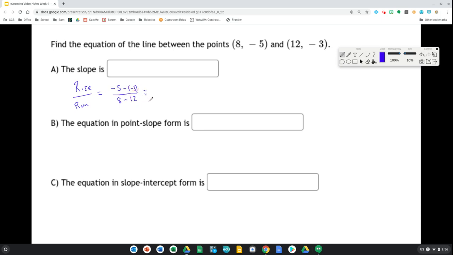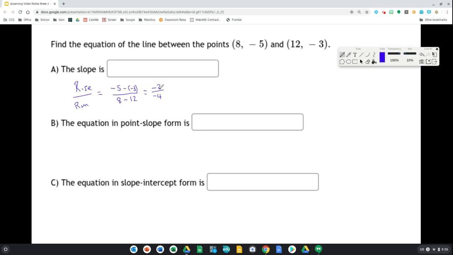So do those 2 problems. Okay, what do you get when you take negative 5 minus negative 3? Okay, you get negative 2 for that. What do you get when you take 8 minus 12? All right, you get negative 4. Remember, 2 negatives always make a positive when we're dividing.